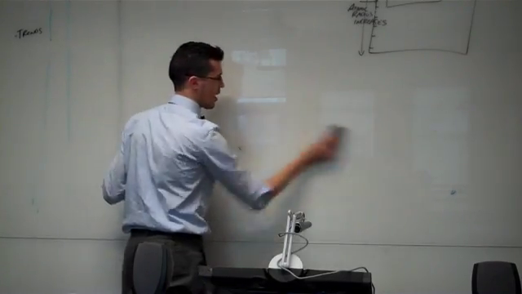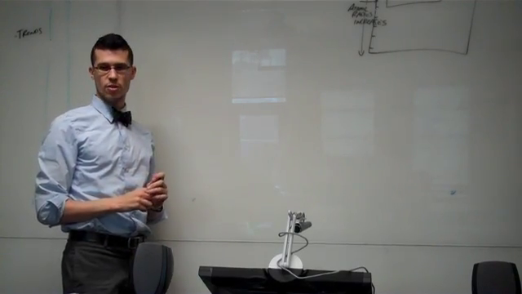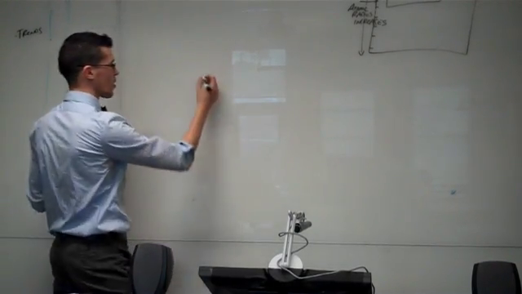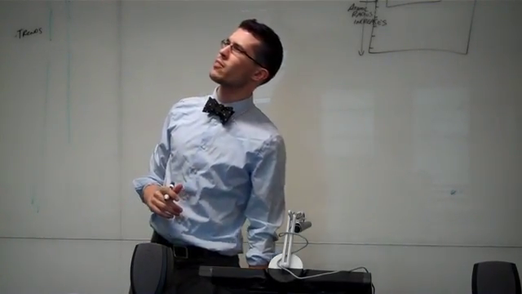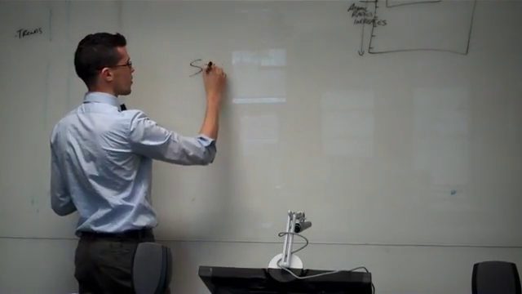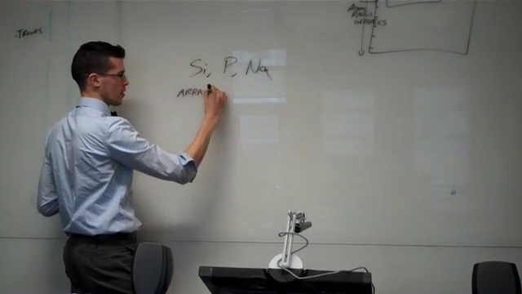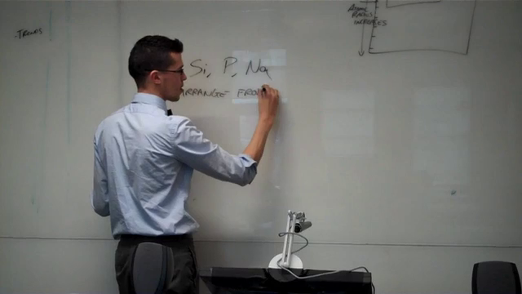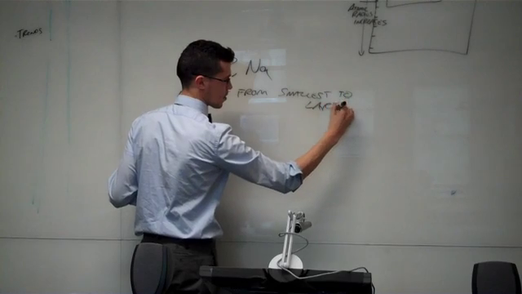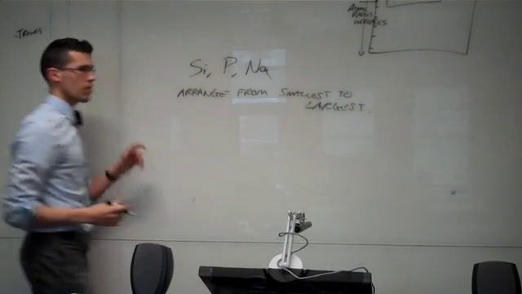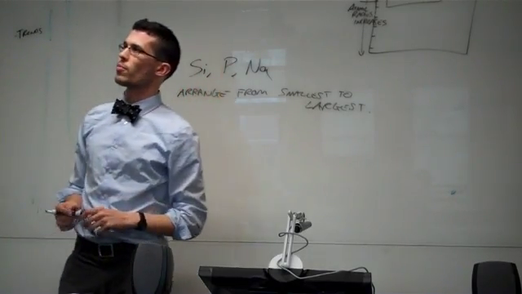So a question I might ask you, like the word problems I've been giving you on the homeworks and in the in-class problems, is where I give you 3 elements like silicon, phosphorus, and sodium. And I say, arrange these from smallest to largest. Okay? Arrange these from smallest to largest. We got silicon, phosphorus, and sodium.